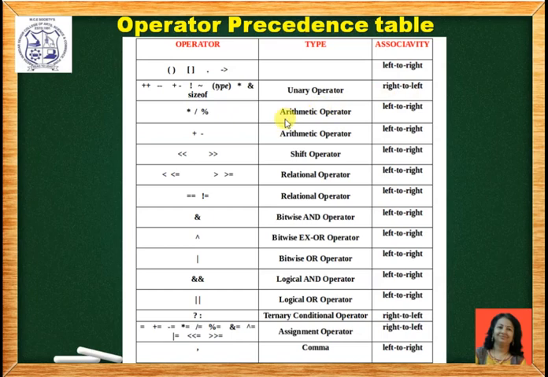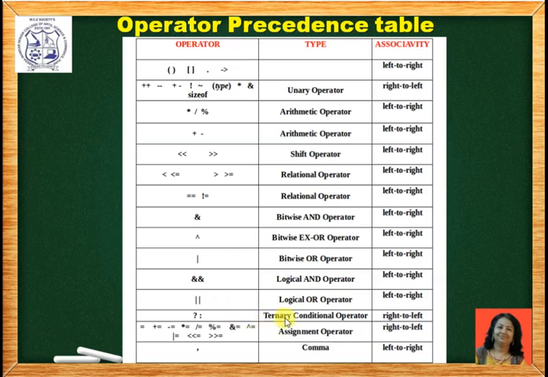After that, arithmetic operators, in that also multiplication, division and mod operator having higher priority than plus and minus. After that, shift operators, in that left shift and right shift. After that, relational operators, in that less than and greater than having higher priority than equal to and not equal to. Then bitwise AND, bitwise XOR, bitwise OR. After that, logical operators, in that logical AND having higher priority.